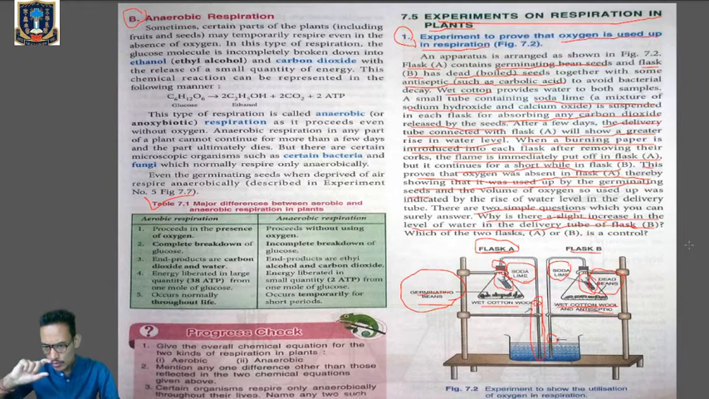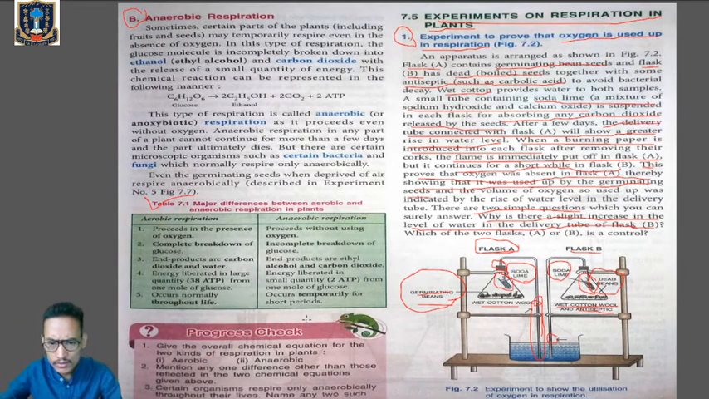Since we are adding soda lime in the test tube, that soda lime will absorb the carbon dioxide. Since carbon dioxide is being absorbed by the soda lime, a vacuum will be created, and that vacuum will generate a pressure which will help in absorbing the water from the delivery tube. So these are the two answers which will give the solution of the slight increase in the level of water in the delivery tube of the flask B.